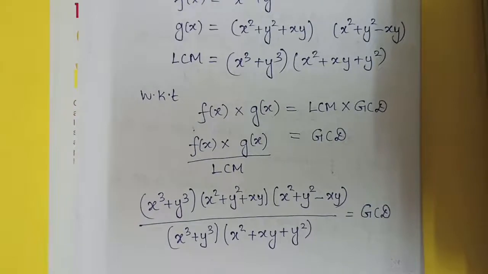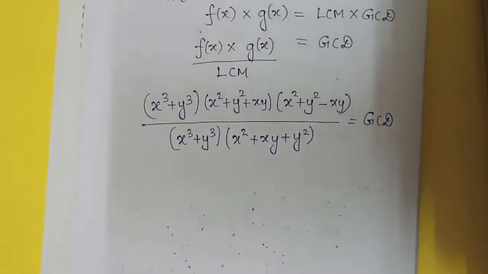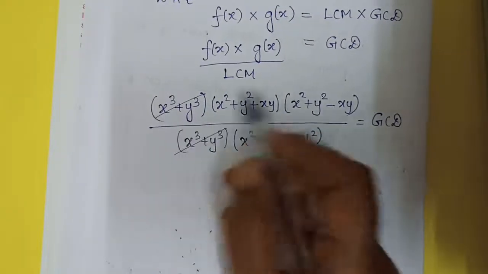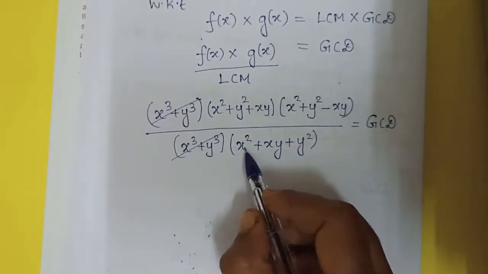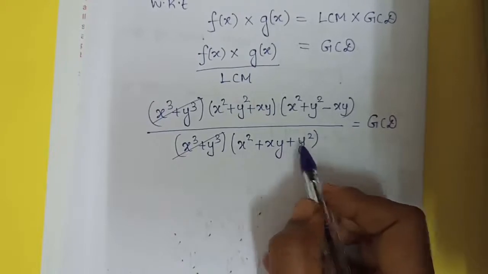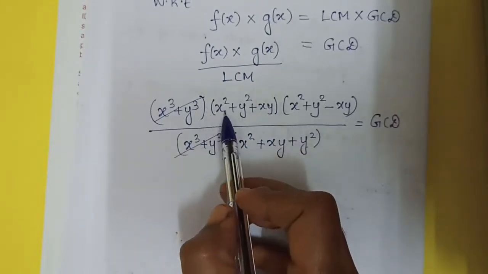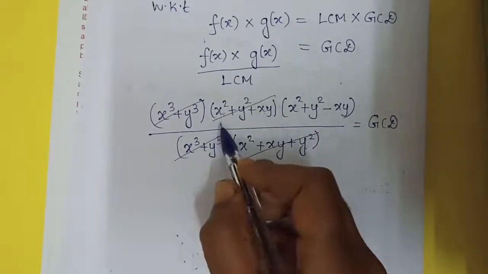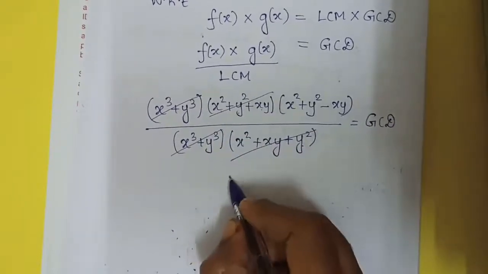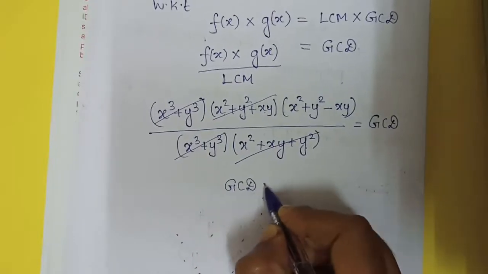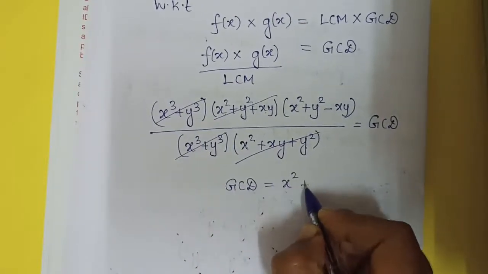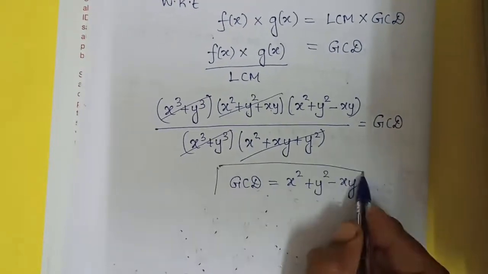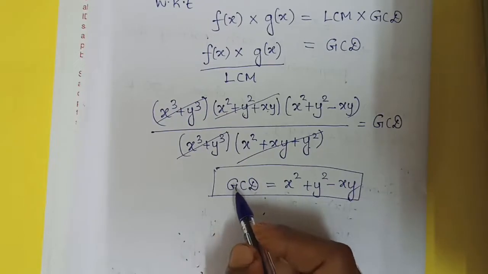Any possible way for cancellation? Yes, x cube plus y cube, x cube plus y cube. And again, x square plus xy plus y square, the numerator also has x square plus xy plus y square. So this term also we can cancel. So what is the GCD we got? X square plus y square minus xy. So this is the final answer. Got the point?